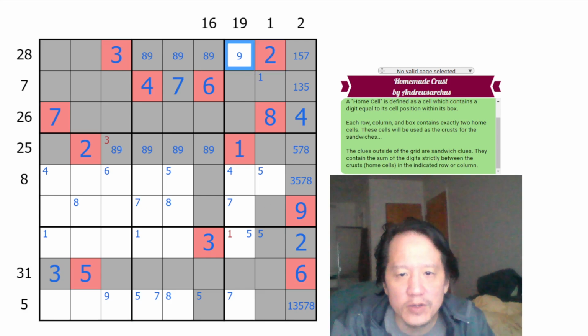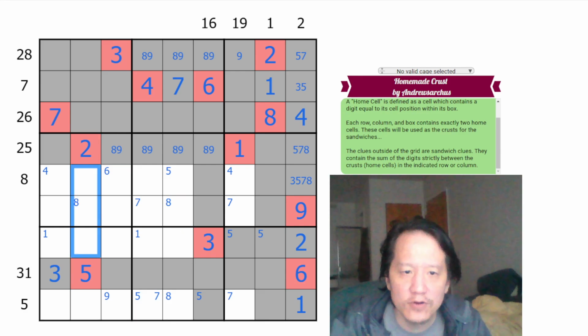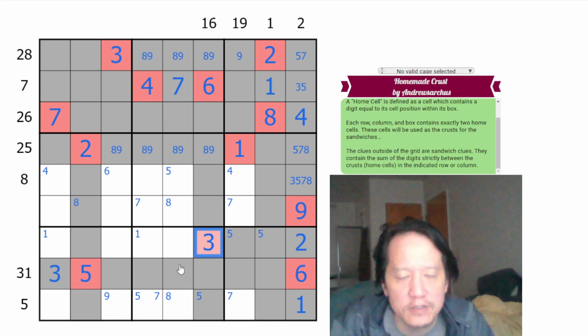So this can't be a home cell. This has to be a 1 here. So this can't be 1 either. So in column 9, where can the 1 be? The 1 has to be in that cell. So this can't be 1, and it cannot be the home cell. This can't be the home cell anymore, so it can't be 5. This can't be 3. We have the home cells for this, so this can't be a home cell.